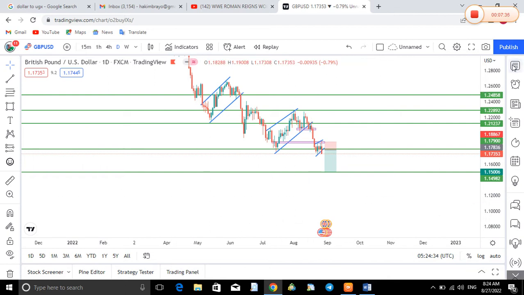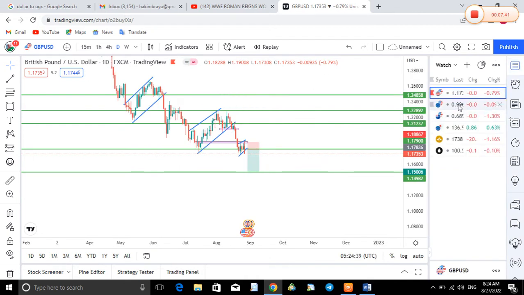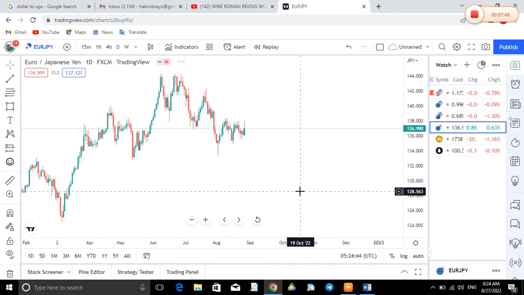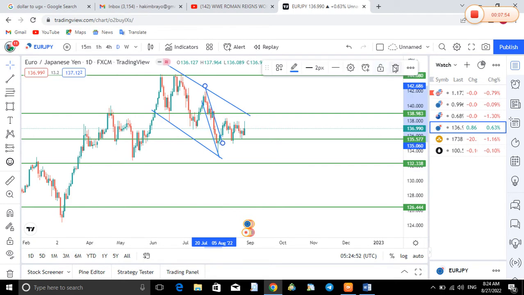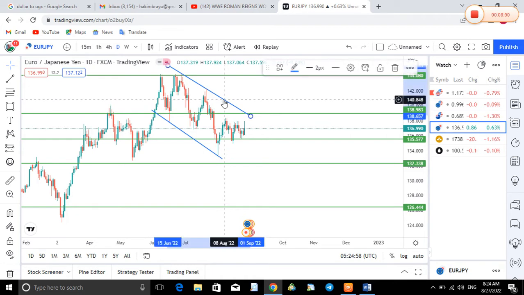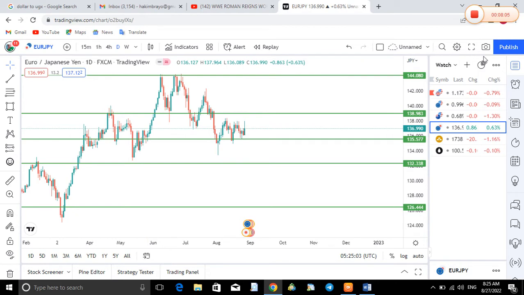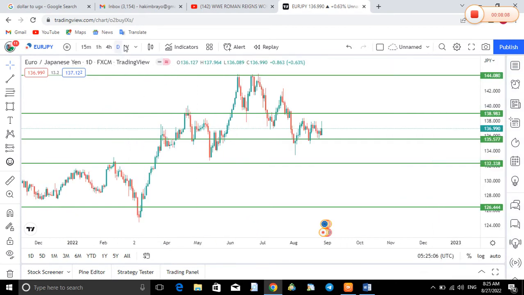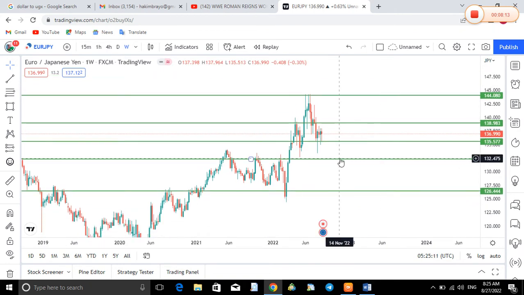Now I'm going into my second pair, which is Euro JPY. Euro against the Japanese yen is our next pair. Like you know, we start by identifying our major market key levels, but at the moment they are already identified. Without wasting your time, I'm going to go to my higher time frame, which is the weekly time frame, to get a clear picture.